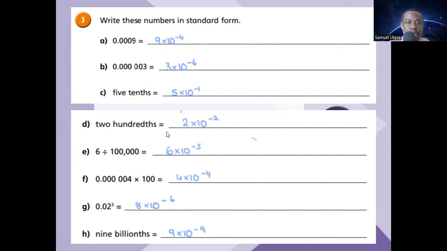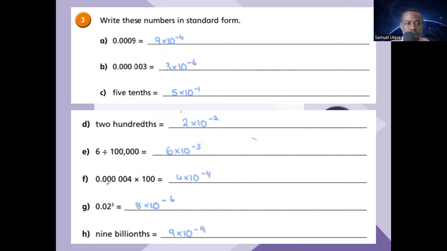200ths is the same thing as saying 2 divided by 100. So that will be 2 times 10 to the power negative 2. 5/10 is the same thing as saying 5 divided by 10. So you're going to have 5 times 10 to the power negative 1. And so on and so forth. Now, note this because this is important. We're going to use this knowledge in one of the questions or in one of the examples.